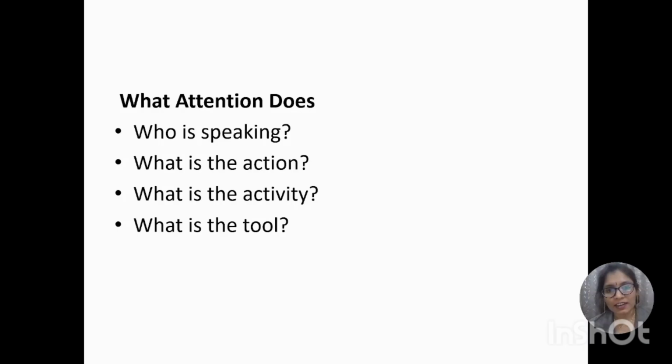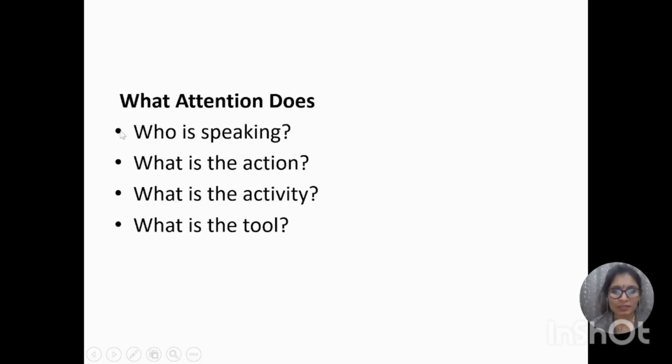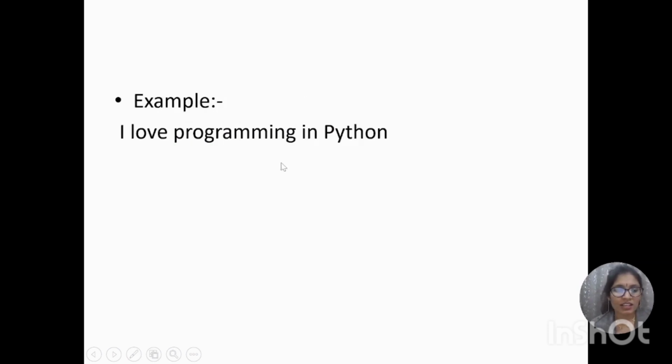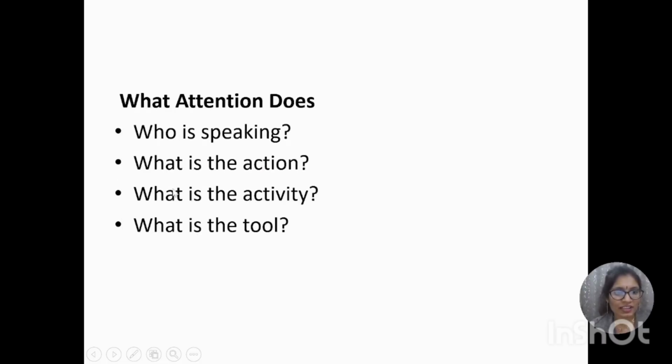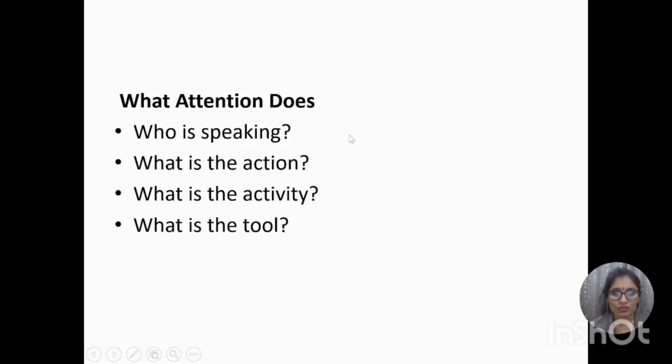Self attention helps the model answer very basic questions, like who is speaking. Taking the previous example, I love programming in Python: who is speaking? I is the speaker. What is the action? Love is the action. What is the activity? Programming is the main activity. And what is the tool? Python is the tool.